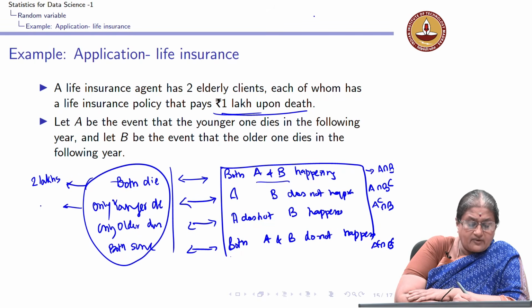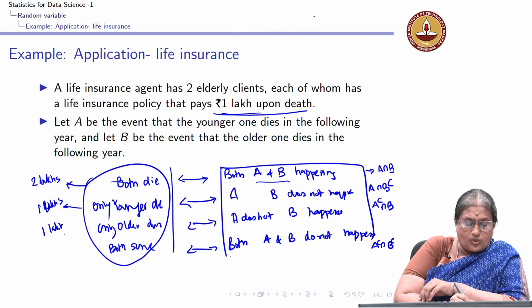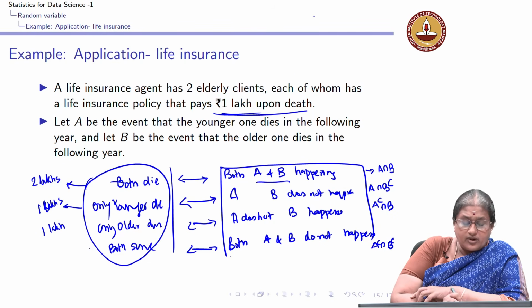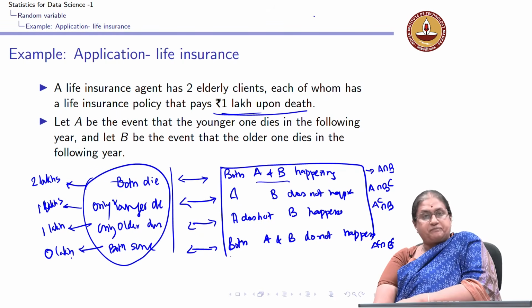If only the younger one dies, I pay 1 lakh to the younger one's family. If the older one dies, I pay 1 lakh to the older one's family. When both of them survive, I don't have to pay anything. So my payment is 0 lakhs.